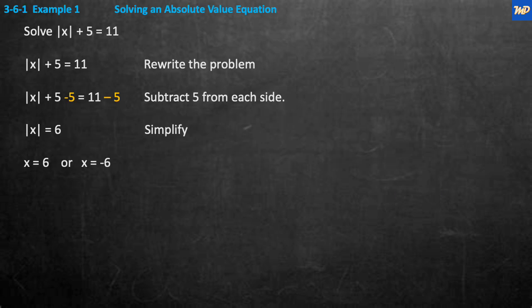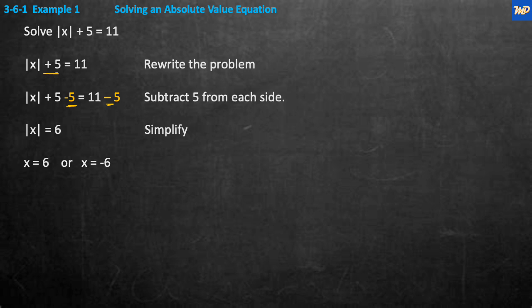Okay, example 1, solving an absolute value equation. It says here, solve the absolute value of x plus 5 is equal to 11. So what do we do when we see that? Well, the key thing to remember here is that you want to get the absolute value expression alone by itself on one side of the equation. So we can leave it where it is, and then, using the subtraction property of equality, we can subtract 5 from each side.